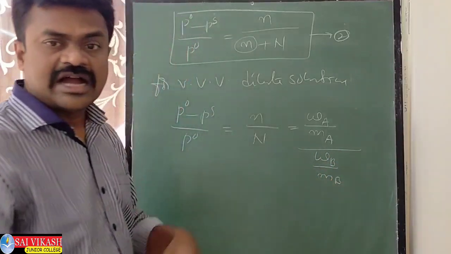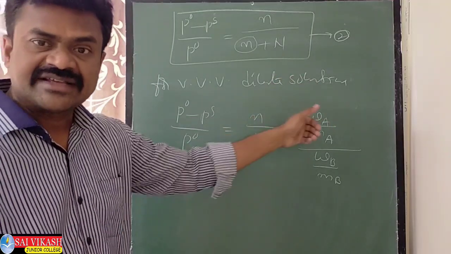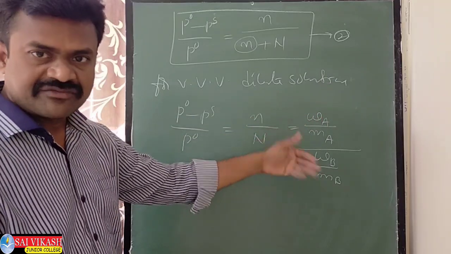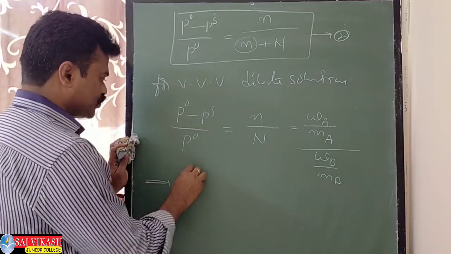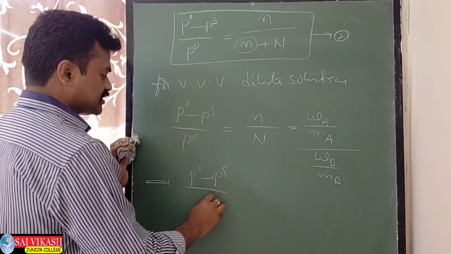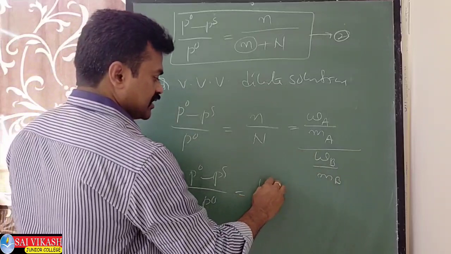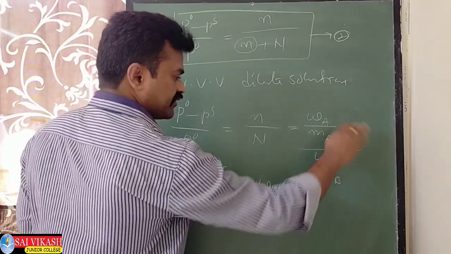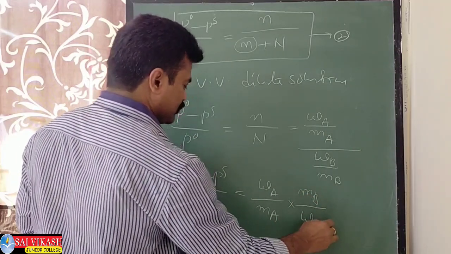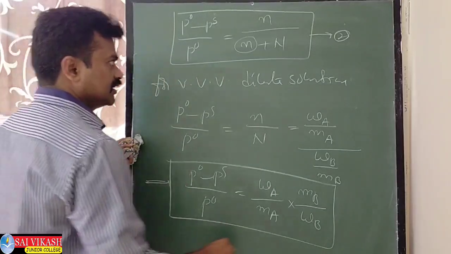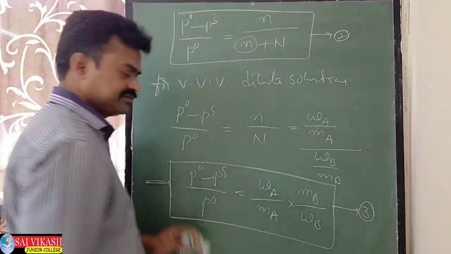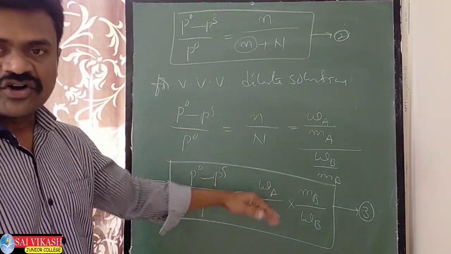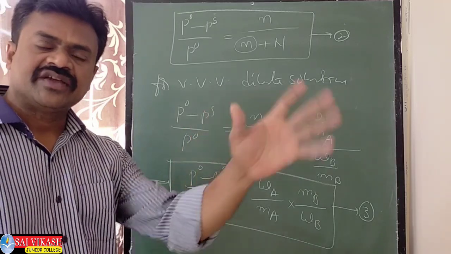I am taking solute as A, solvent as B. Number of moles means mass by molar mass of A, here mass by molar mass of B. Again it can be simplified to (P naught minus Ps) by P naught equal to WA by MA into, reversing it, MB by WB. This is equation number 3. This is the formula we need to use for very dilute solutions.